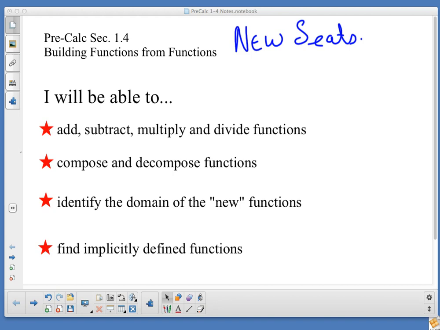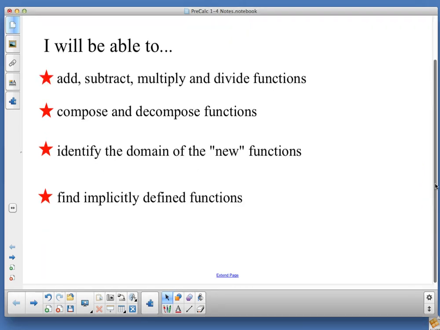Well, we'll identify the names of the new functions today. And tomorrow, we'll find implicitly defined functions. We'll work with them. As we're going through, let's go to this next thing.